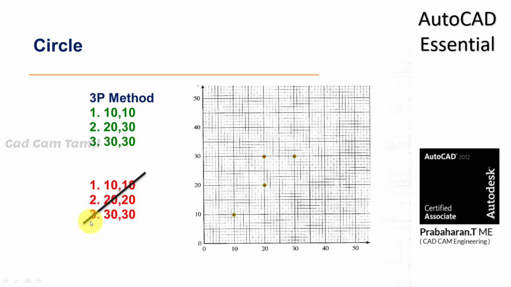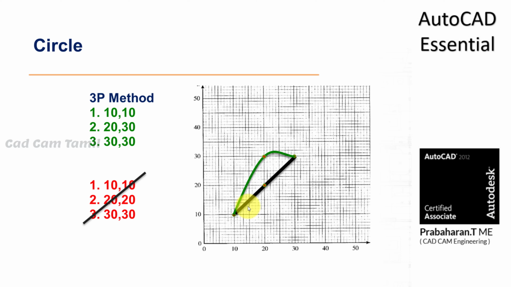Why? Because with the first 3 points you gave, you got the circle because they form some curvature. But the second set does not form any curvature; it will create a straight line. What I'm trying to say is, if you are giving 3 points, those 3 points should form some curvature, and only then will you get the circle. It should not form a straight line.